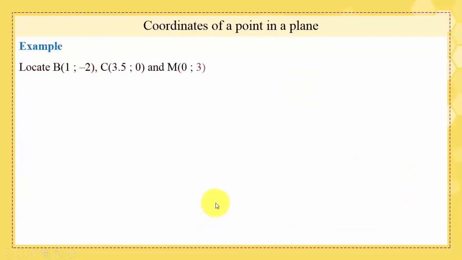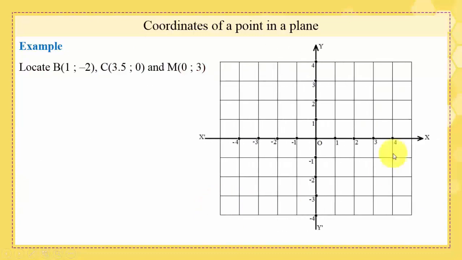Example, locate B, C, and M on this orthonormal system. B is (1, -2). Look, (1, -2), this is point B. Point C is (3.5, 0). This is point C. Point M is (0, 3). This is point M.